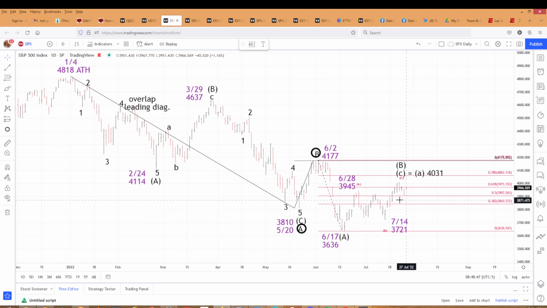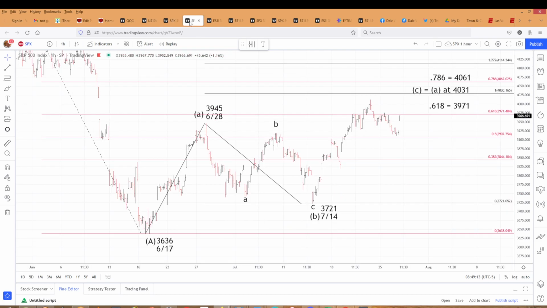Okay, this thing here is above the 618. The high so far is 40.12. C equals A at 40.31. So we're allowing for that to go higher to make the wave C high equal to wave A, which would complete the larger wave B and lead to a wave C down. We're going to watch this closely. We have parameters. We'll get into that with the ES futures.